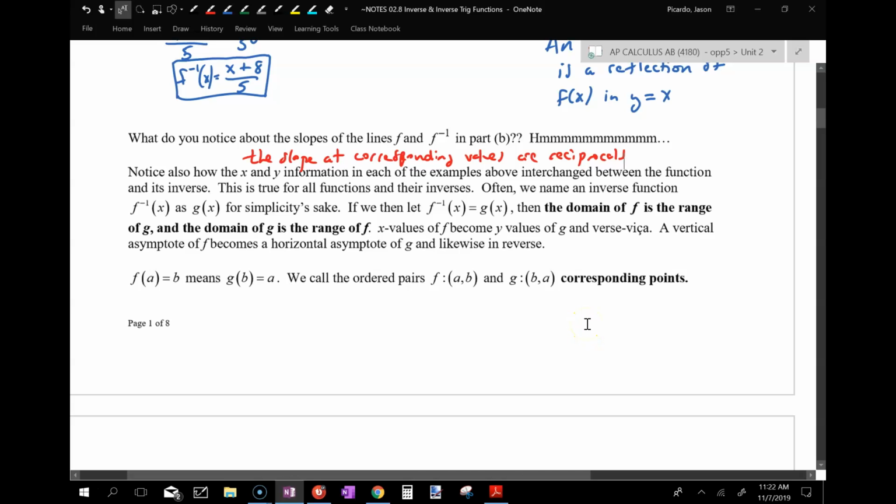Guys, think about that for a minute. Hang on. How do I find a slope? Change in y over change in x, right? So if I take an inverse, what did I do? It's x and y. Now it's change in x over change in y. Hence, why the slopes are what? Reciprocals. Make sense now? Okay.